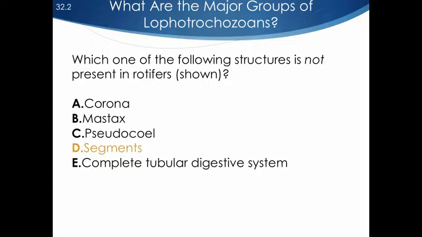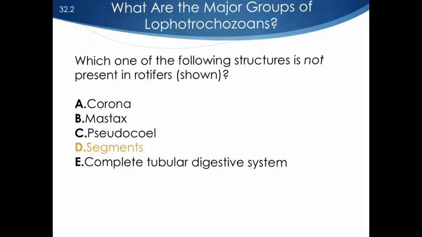Take a second to think about it. It's D, segments. So again, as we'd gone through, the corona is the cilia on the head, the mastax is the grinding system, they have a pseudocoel, and they have a tubular digestive system.